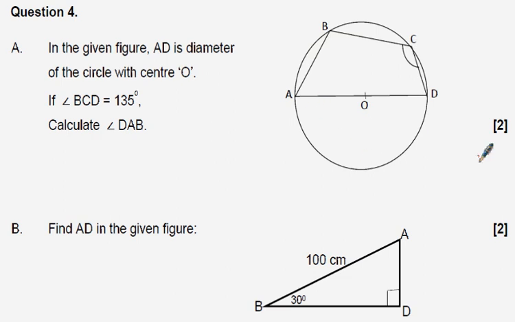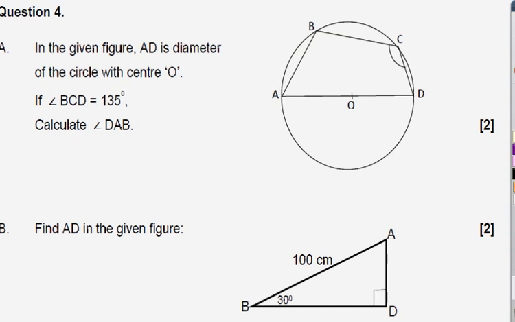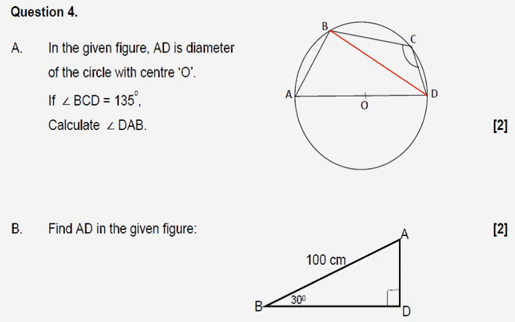In the given figure, AD is the given diameter. So they have confused you by giving AD as diameter. But you may understand that the sum may demand BDA also. But they are not asking BDA here. Remember, they are asking DAB. So DAB is simple. This is given 135. So DAB will be 180 minus 135. That's it, because opposite angles of a cyclic quadrilateral are supplementary.